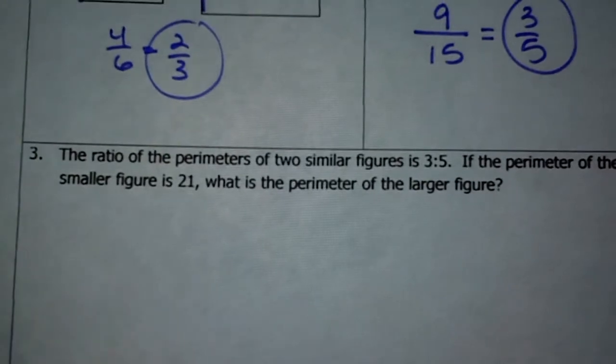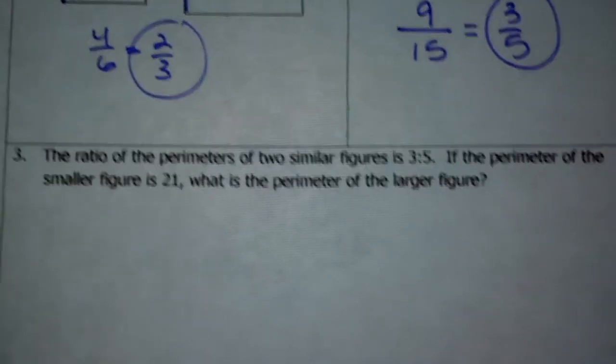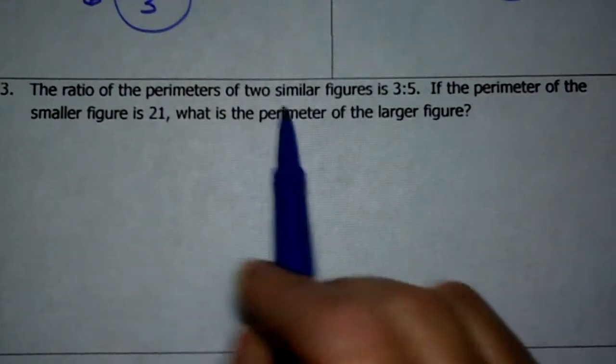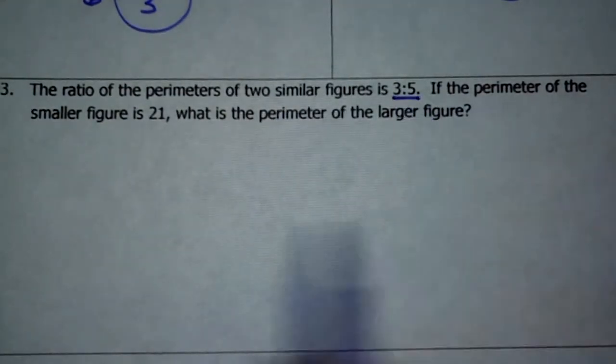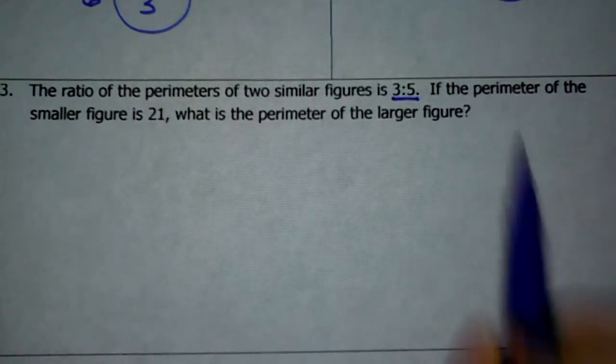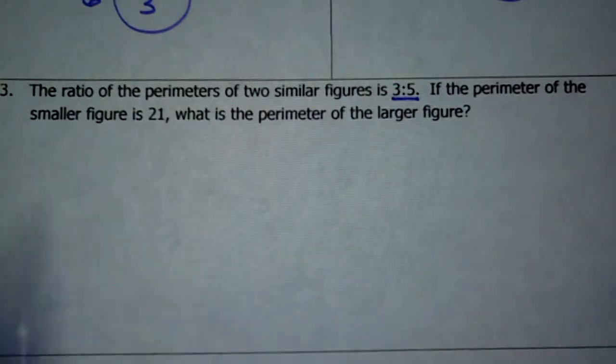Okay. Now this was a little bit more challenging, but it involves proportions, which you are awesome at, I must say. The ratio of the perimeters of two similar figures is 3 to 5. So right now I gave you the ratio of the perimeters. So this time I'm not asking you for it, it's given. If the perimeter of the smaller figure is 21, what is the perimeter of the larger figure?